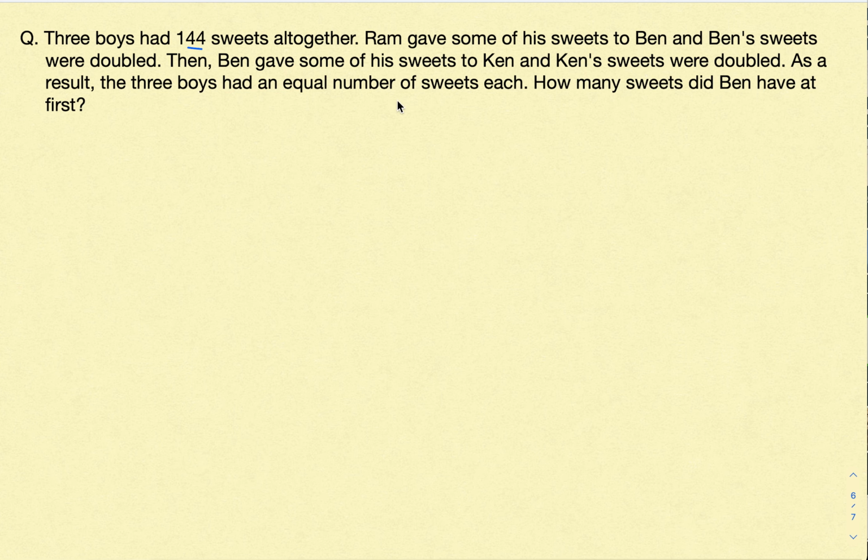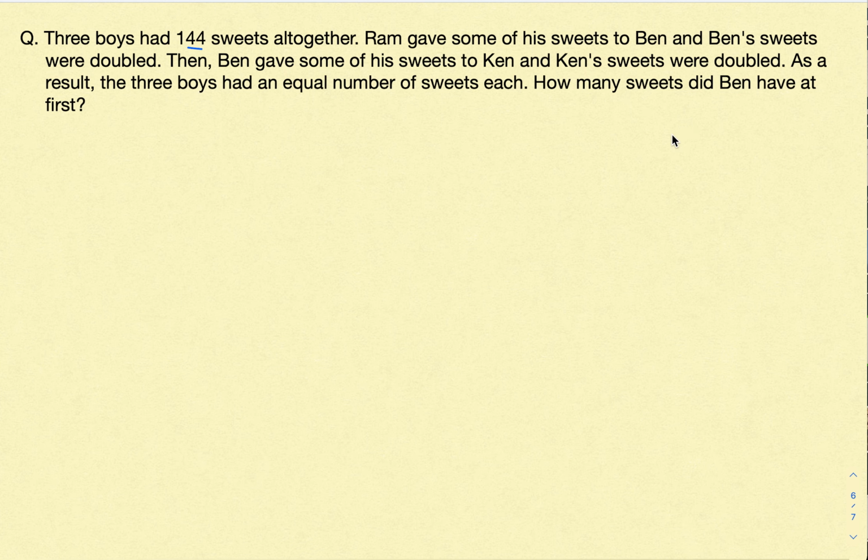So the first thing I can immediately comprehend from this is that Ram had a lot more sweets than Ben, and Ben had more compared to Ken, because even after giving to Ken, who had already received from Ram, at the end Ben was having the same number of sweets as the other two boys. So that will be our starting point too. We will be working backwards for this question.